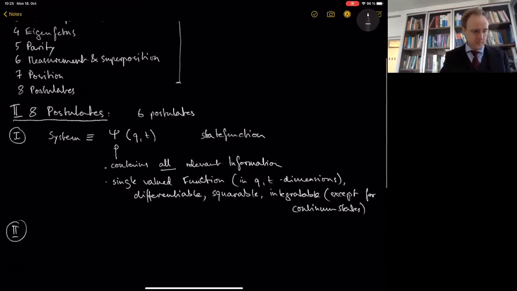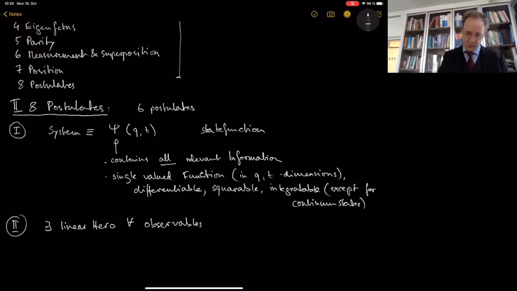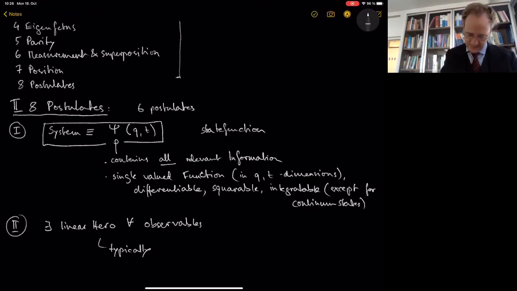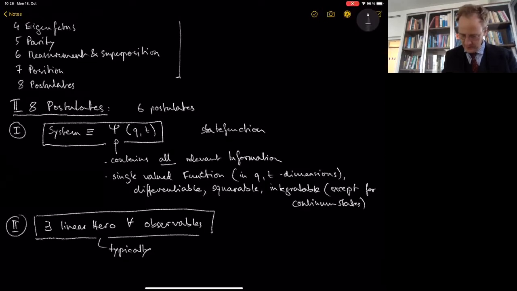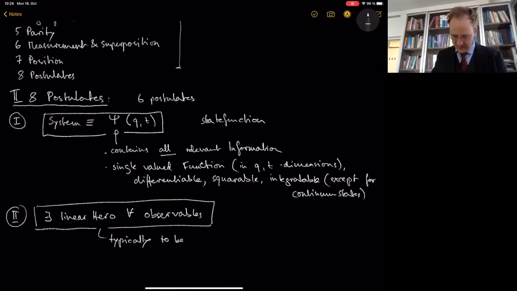The second postulate says that there is a linear Hermitian operator for all observables. Now, typically, but not always, so if you wish, the postulate is really just this, and then I am providing some more explanations to it. Typically, this operator can be found via the correspondence principle.